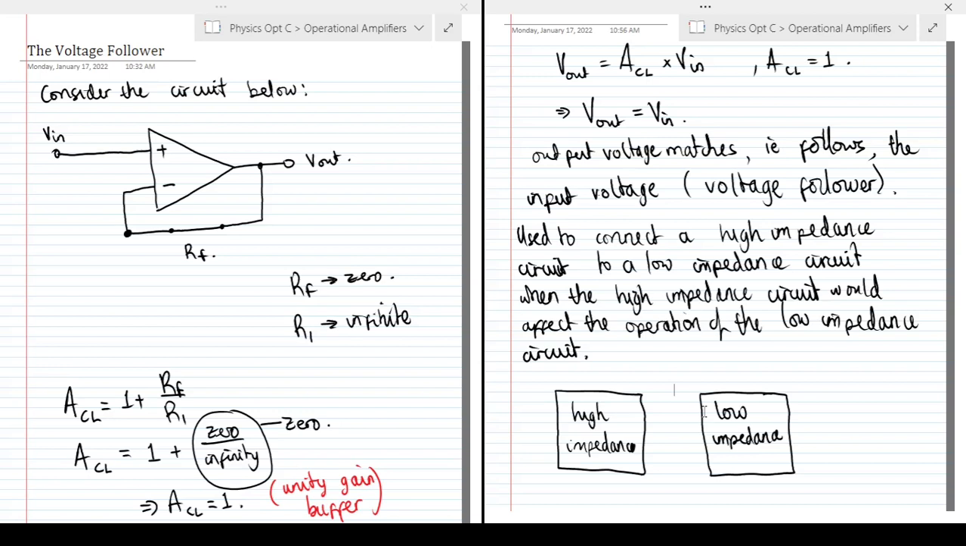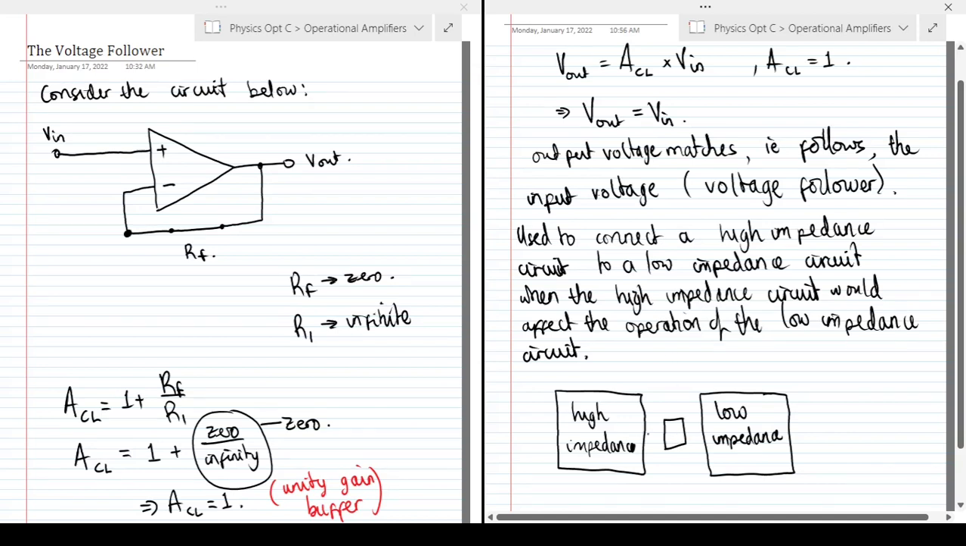So you just want to connect them in such a way where they are sharing voltages, or you want your low impedance circuit matching the voltage of the high impedance. What you don't want is to connect them directly together, because the output of that high impedance will affect the performance and the behavior, the operation of the low impedance. So the voltage follower is used to isolate those two circuits in terms of power transmission, yet still have them connected in such a way that you could share a signal between these two circuits here.